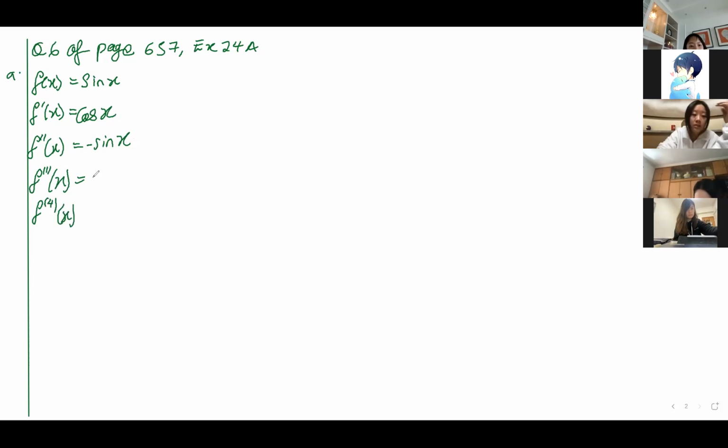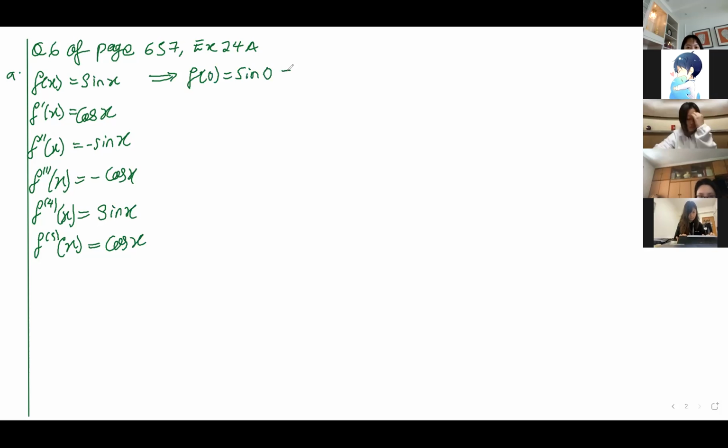Negative cos x. And the fourth derivative will be sine x, because that would be minus minus sine x. So that's a sine x. And the fifth derivative will be cos x again. So from this, we can find f of 0.